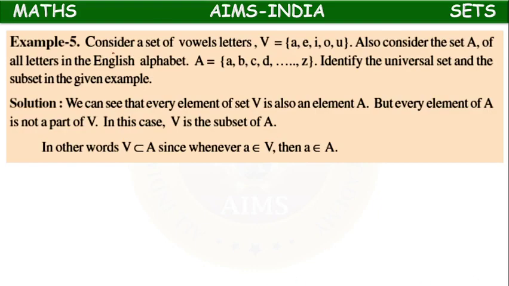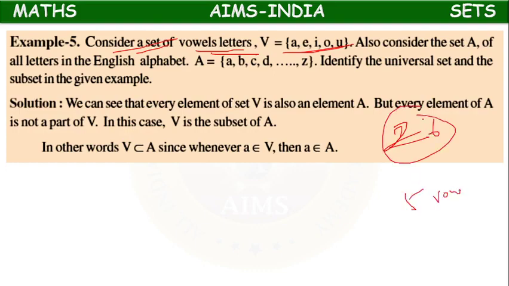Next one, example here. Consider a set of vowel letters A, E, I, O, U. Out of 26 English alphabets, only 5 are vowels. They are A, E, I, O, U. So that is set V. Also consider set A of all letters in the English alphabet. All 26 letters belong to capital A, and these 5 letters belong to capital V.